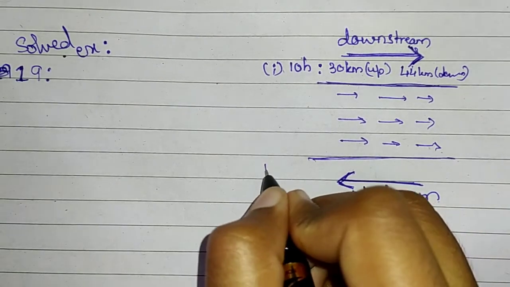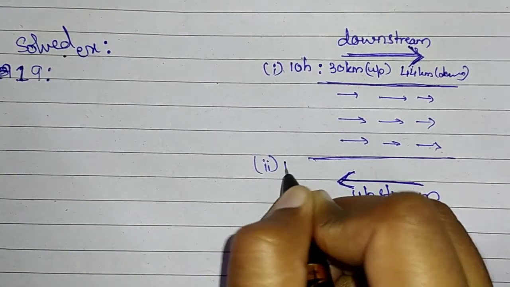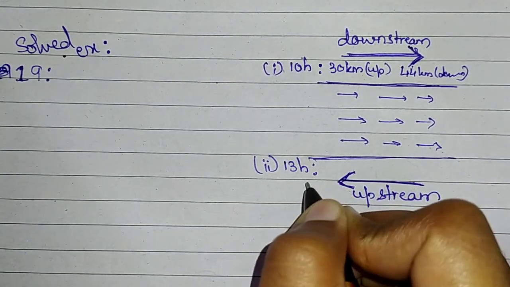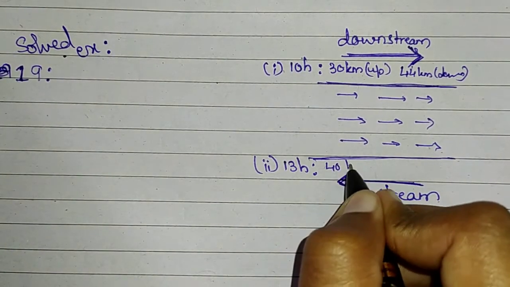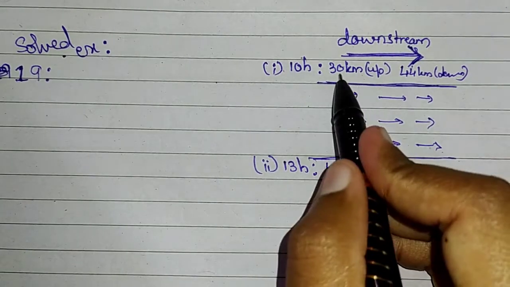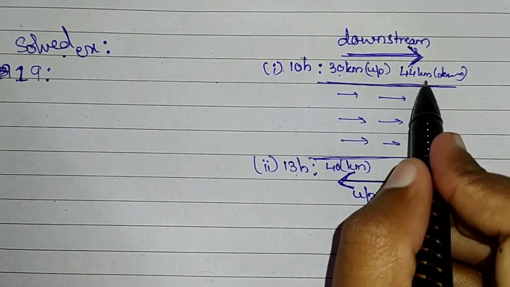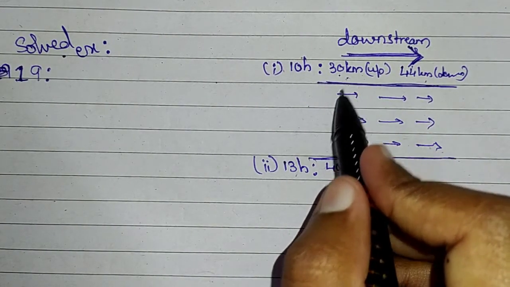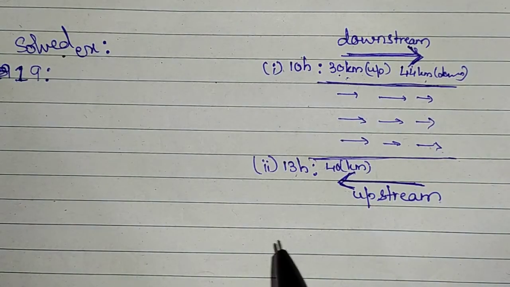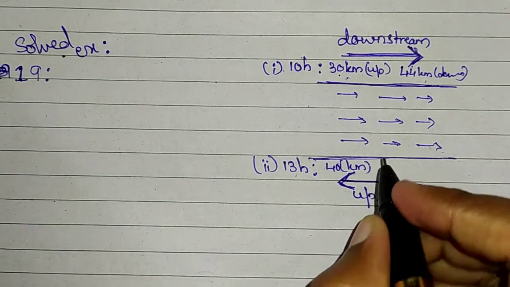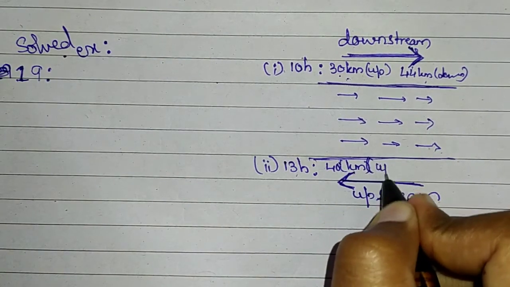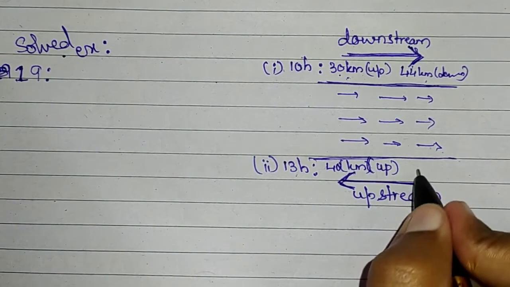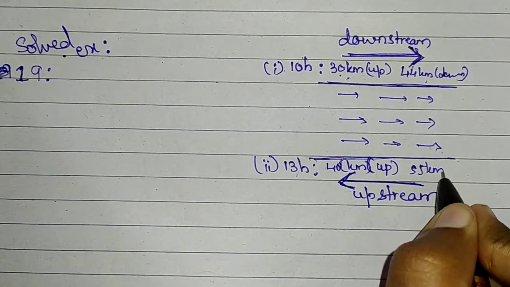Similarly, in the second case, the time is different. The time is 13 hours, and in these 13 hours, the boat went 40 kilometers upstream. You can see that for the same time, the distance covered downstream is more, whereas upstream it is less, because the speed is reduced when you travel upstream. So 40 kilometers upstream, and 55 kilometers downstream.